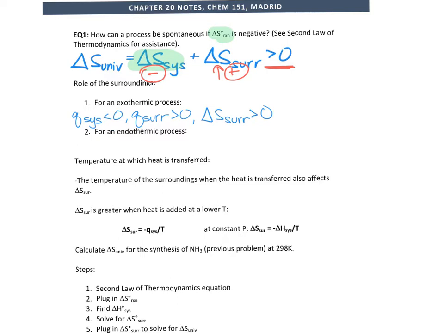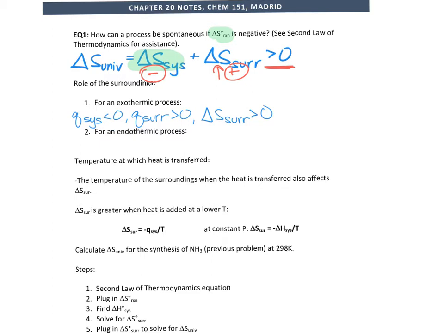Okay, so in order to analyze what's happening in the surroundings, we want to see what's happening with this transfer in heat energy. For an exothermic process, that means that heat is leaving the system. So that means our Q is less than 0. So if the heat is leaving the system, that means it's going to the surroundings. Think of the labs you did last semester or previously in which you took a hot metal and put it into water.